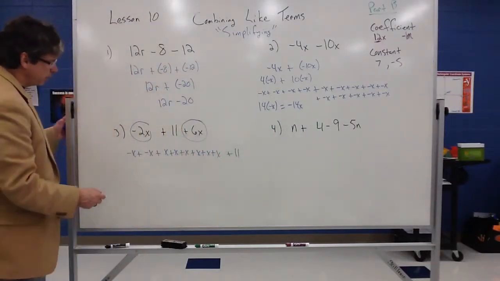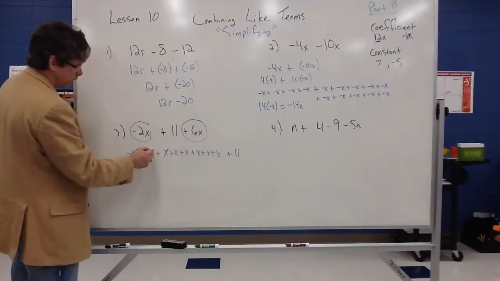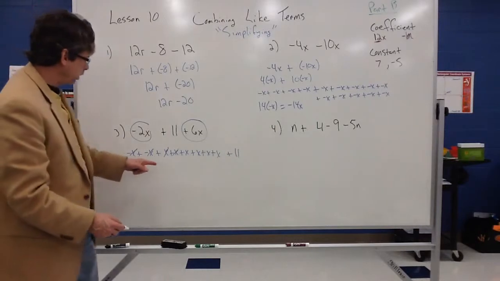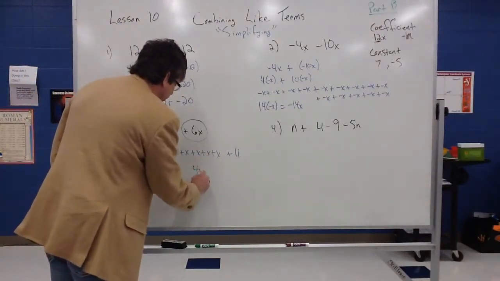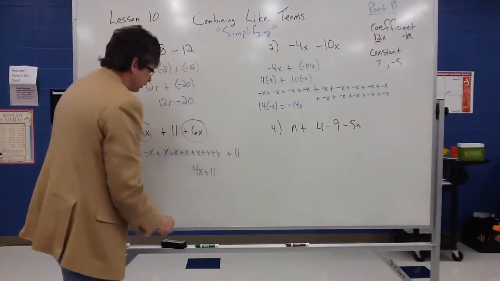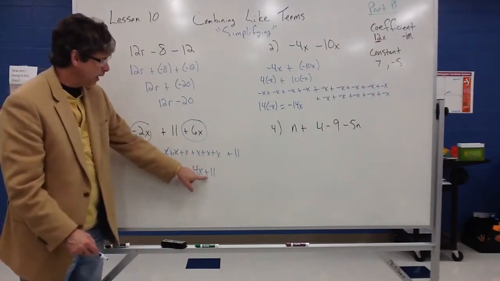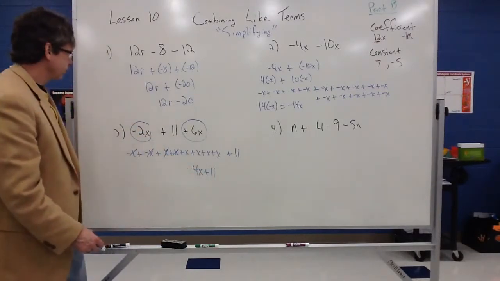One of the things we talked about is a -x and a positive x are a zero pair, so they actually zero out. And you end up with 1, 2, 3, 4 x's, which we write as 4x plus 11. And that is as far as it goes, because 4x and 11 are not like terms. So we leave that like it is.